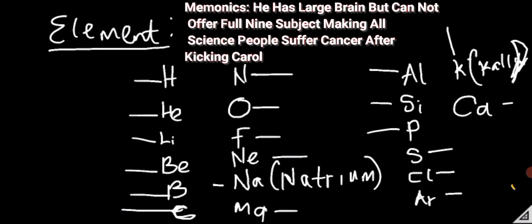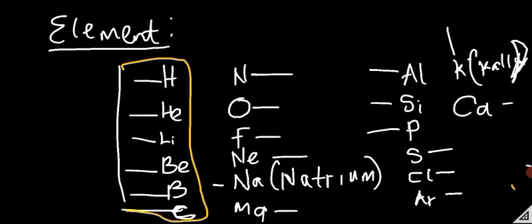Alright, so we see that these are the first 20 elements. Don't worry, when we get to atomic configuration, when we begin to talk about valency, we go deep and we even go into the first 35 elements.